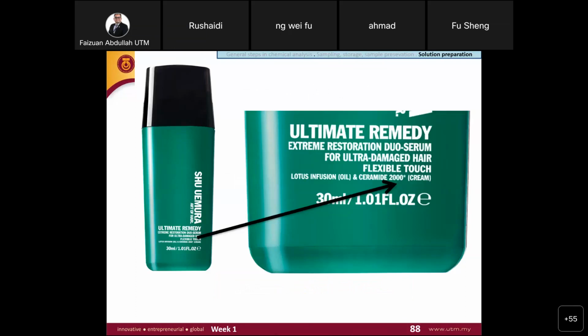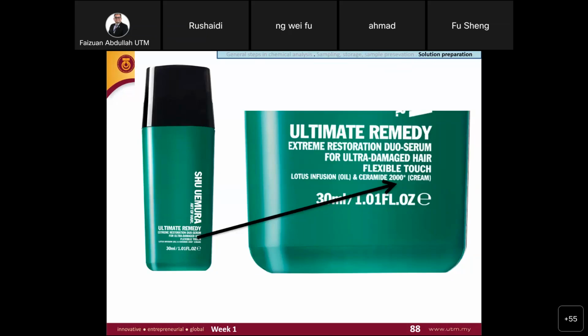All right, for example, it is stated that the lotus infusion oil and cream ceramide is 2000 ppm. What does it mean? Look at the bottom one, 30 ml divided by, well, the unit is mixed now. They also use oz. What is oz? Oz is ounce unit.